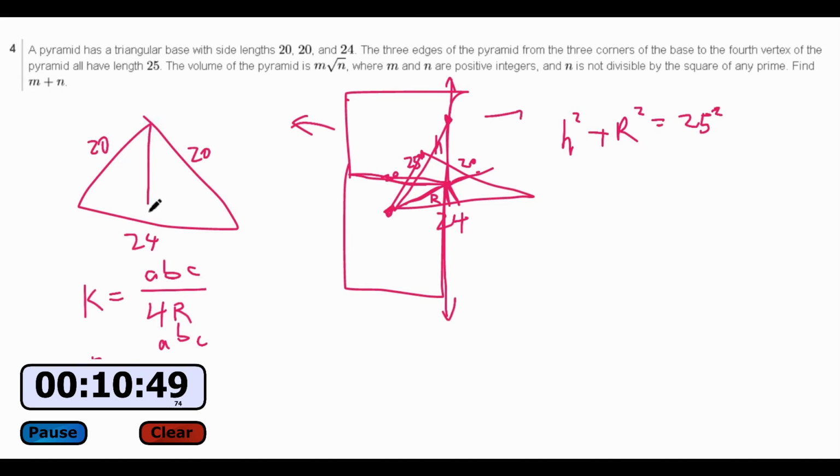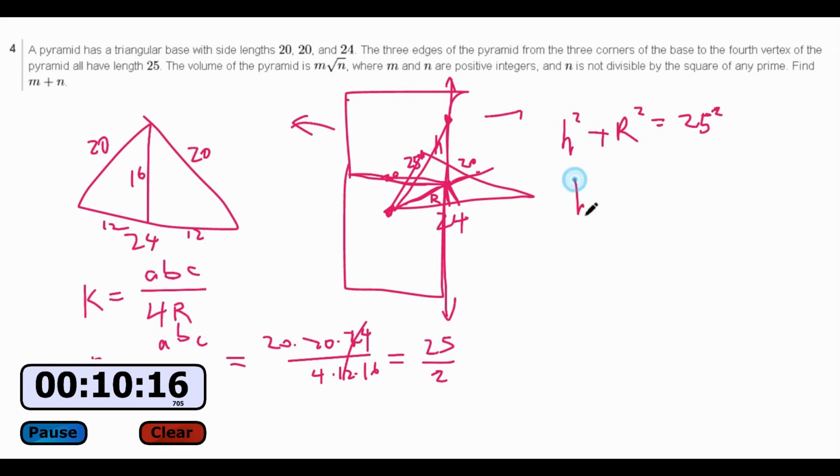Thankfully, K is very easy to find in this because this is an isosceles triangle, so once we draw the height from the vertex, this turns into 12, 12. Oh look, we have a 12, 16, 20 triangle, which means that the area K is just going to be 12 times 16. So this is going to be 20 times 20 times 24 over 4 times 12 times 16. Okay, this all cancels out, and it turns out that this is going to end up 25 over 2.